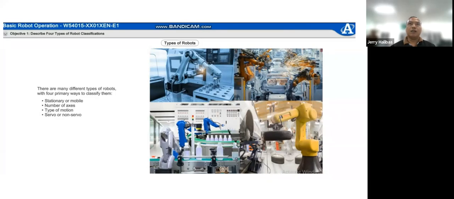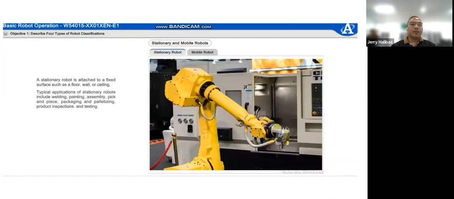It can be linear actuation using a cylinder, a pneumatic cylinder, or using linear DC actuators, so that would be non-servo, or it can be hydraulics and so on. A stationary robot is attached to a fixed surface such as the floor, wall, or ceiling. The attachment is important: it should be rigid, as in mechanics with rigid bodies. You cannot attach the robot in a way that is not rigid. It should be attached to a fixed floor, a fixed surface.